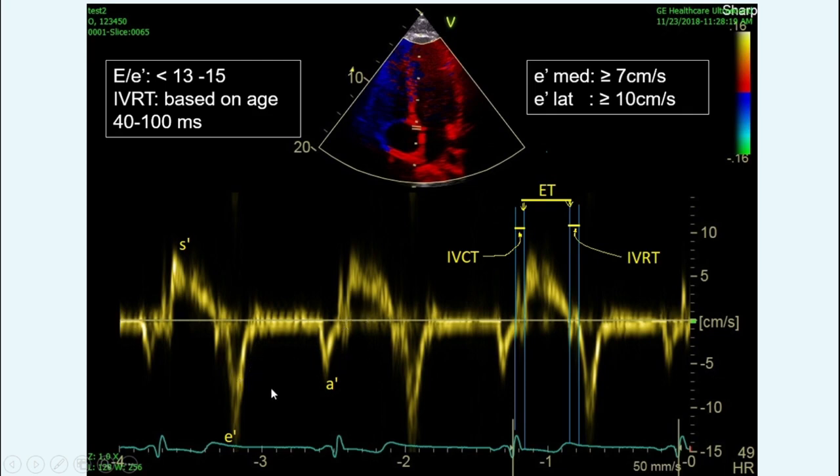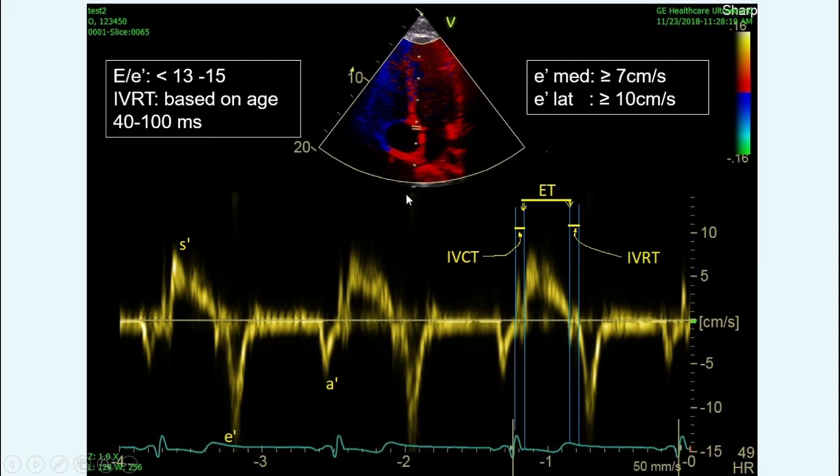For measuring, we have to find the one that has a clear and sharp peak, and we don't include the spike or blurred part. The easiest way is to follow these two lines, two rims, and see where they meet each other, and this spot will be our E prime velocity.